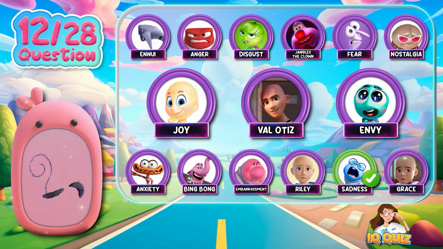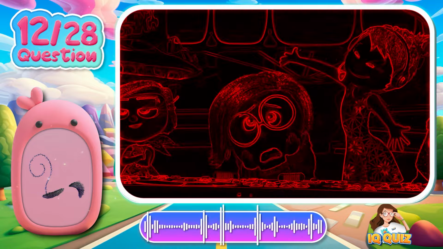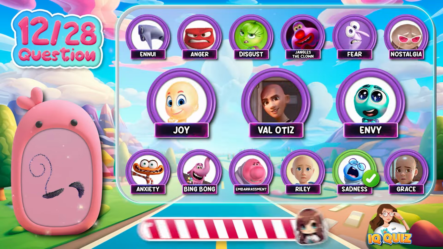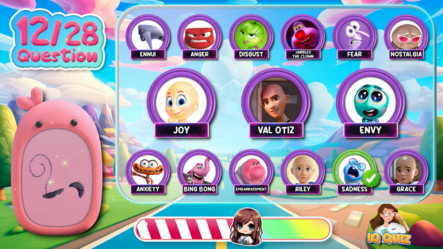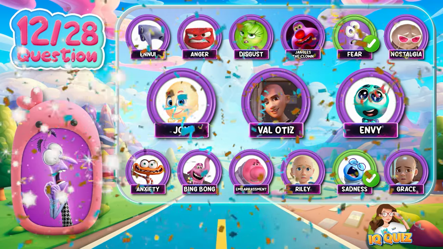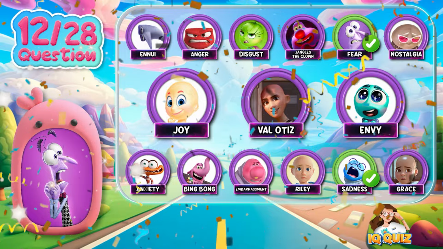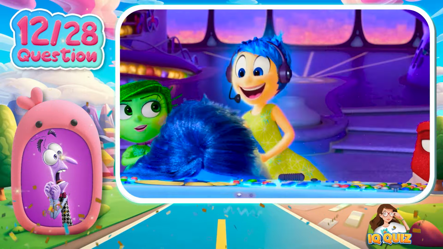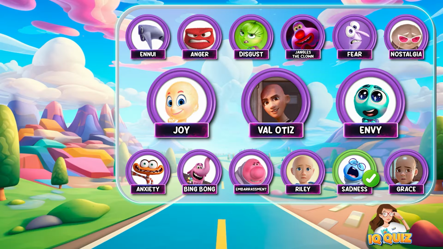Round 12. Do you know the name of this character? It's Fear, the scary emotion. Great job.